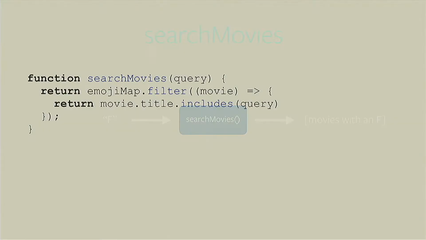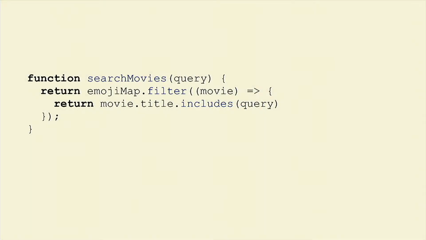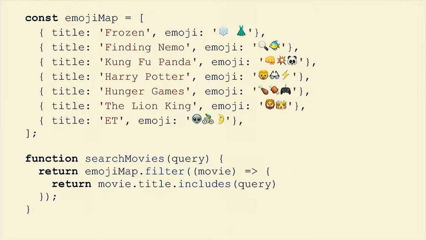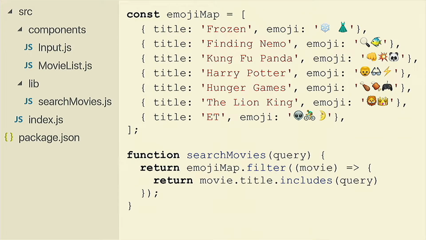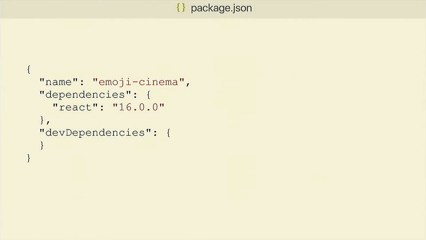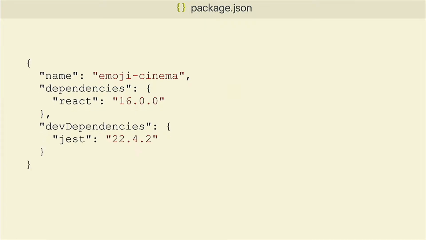Let's take a look at how this is implemented. It takes in a query, and then it has this emoji map. We're going to filter through it and only return the movies that match that given query. And our emoji map looks something like this. Basically it has the title and the emoji representation for each of the movies. And here is how our project structure looks. So let's go ahead and add Jest to it. So here we have our package.json, and we're simply going to go ahead and add Jest as a dependency, and then we're good to go.